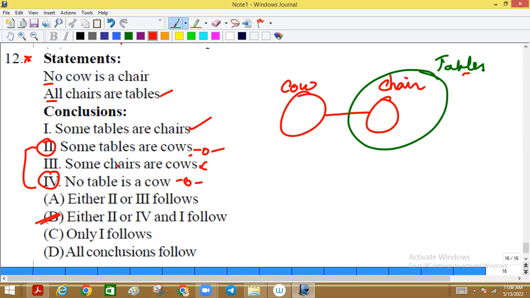Very, very important for the exam. Definitely you'll get one question from this area. Okay? Yes, it will definitely come, because they give you 4 syllogism questions, so one will compulsorily come from here. So you have to be careful.